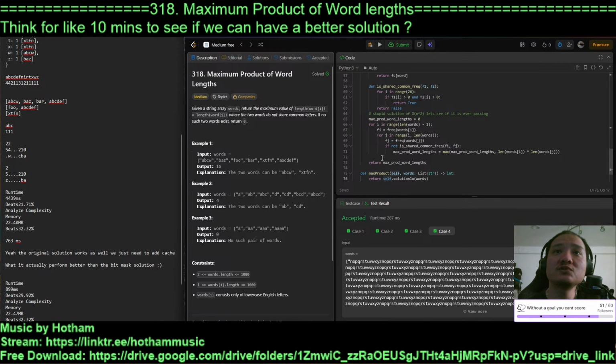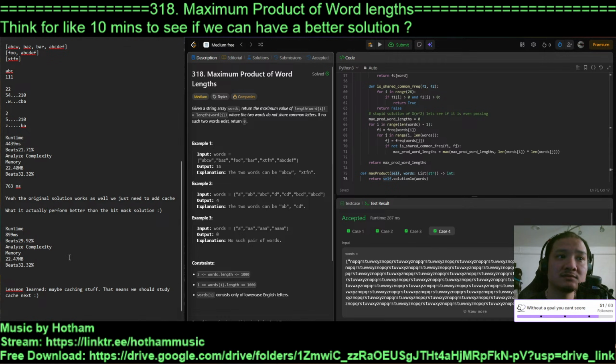Because our solution kind of worked, the benchmark is okay. See, the runtime is crazy. It's actually better, but the memory is not better, right? But I'm okay with this, and I'm gonna see if we can find another solution that is better than this.